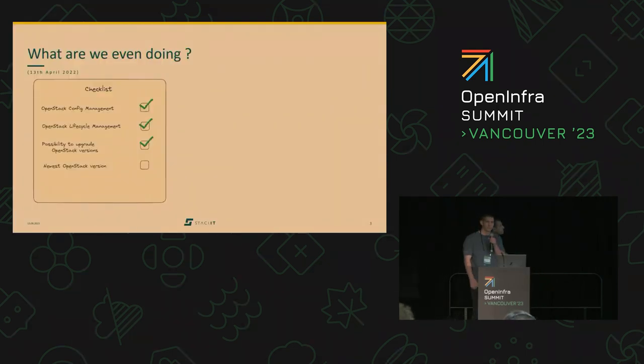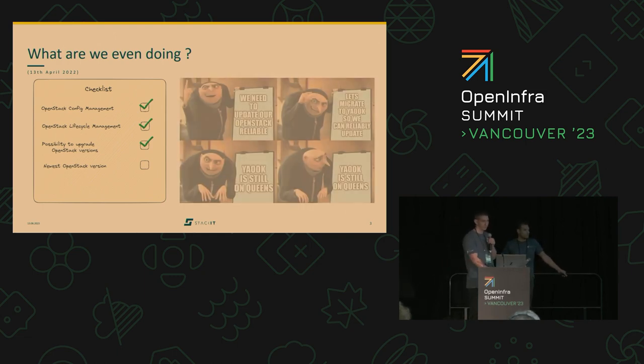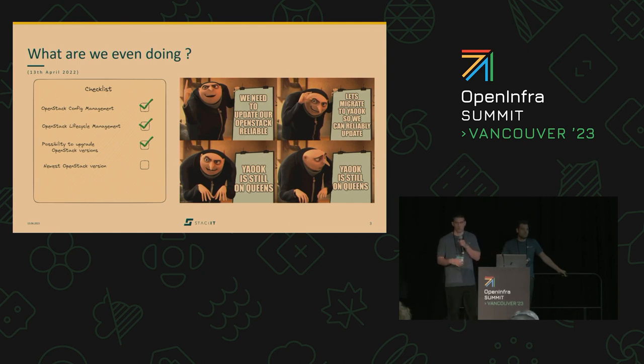Okay, and I'm going to give you a little context on what we were doing at the beginning of April last year. We migrated our deployment tool for OpenStack from our old provider to our own written open source tool called Yaook. Now we have nice config management and nice lifecycle management. We have the possibility to upgrade our OpenStack releases with our new tooling. But we didn't upgrade our OpenStack release when we migrated our tooling, so we are still stuck on OpenStack Queens.